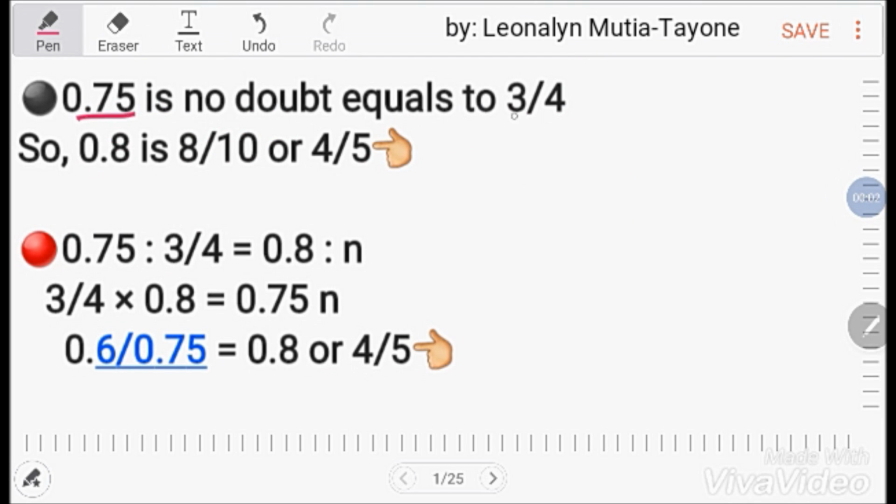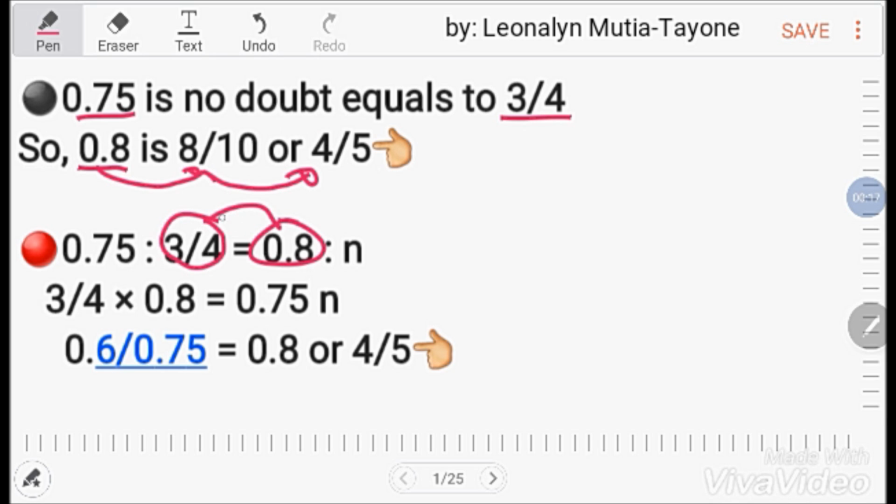Another explanation. Si 0.75, 3/4 siya sa fraction. Si 0.8, ano siya sa fraction? That is 8/10. To 4/5. Meron tayong separate na video on how to convert decimal to fraction. Tapos, ito naman, ibang solusyon naman to.